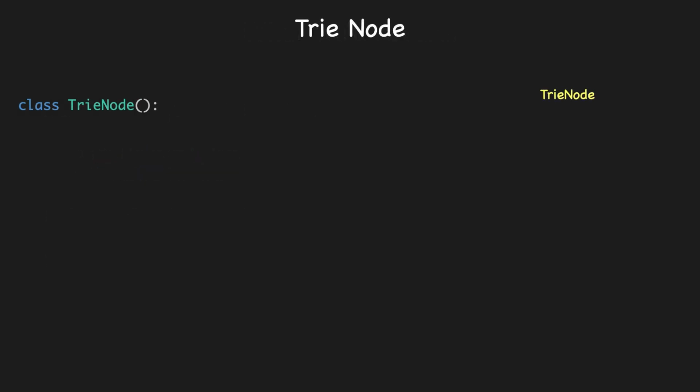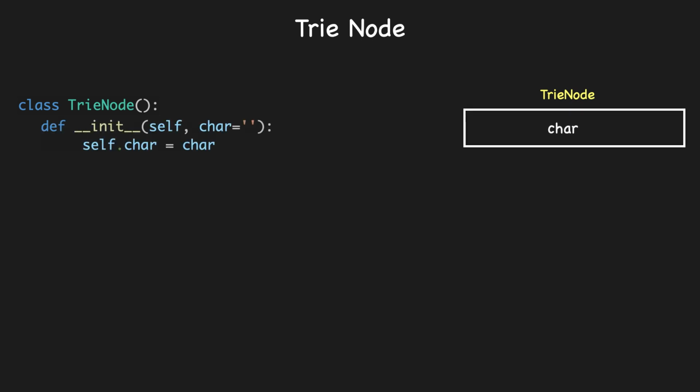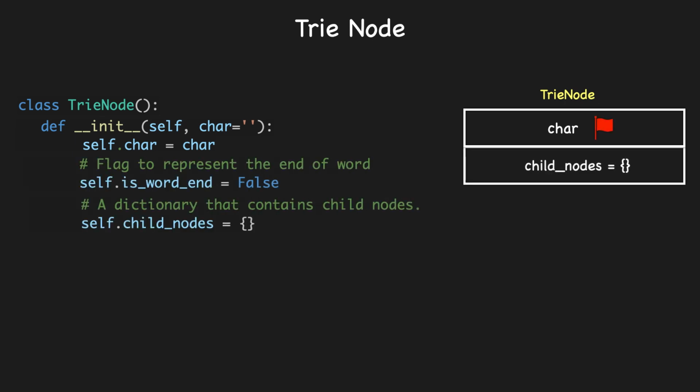A trie node is the fundamental building block of the trie data structure. Each trie node holds a character, a flag indicating whether it marks the end of the word, and a dictionary containing pointers to all its child nodes. So next, we will construct the entire trie data structure and insert a few words into it.